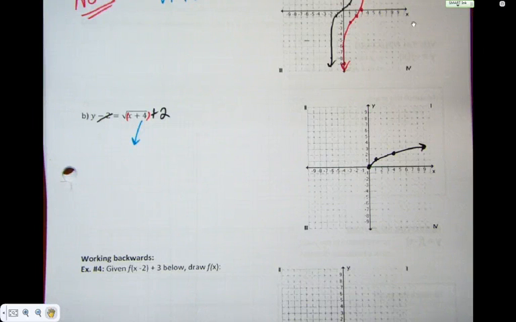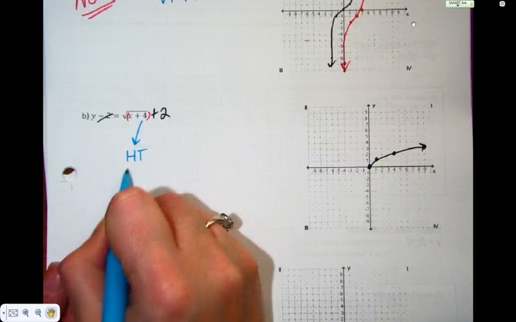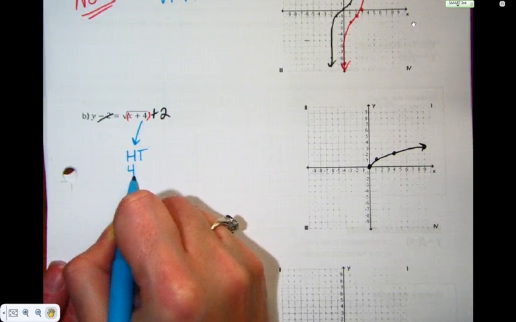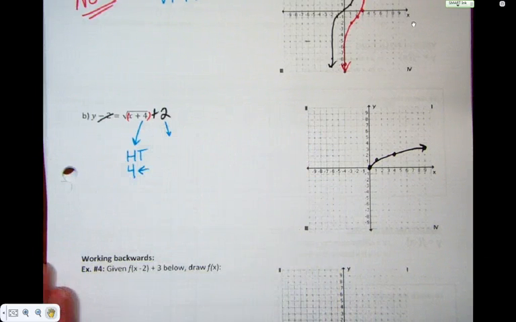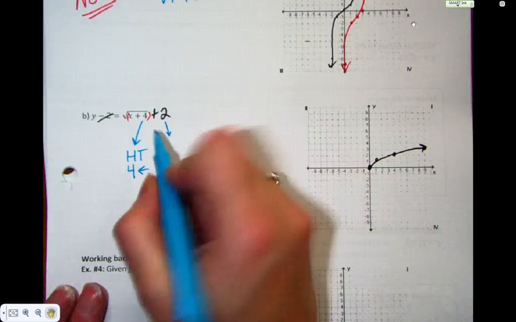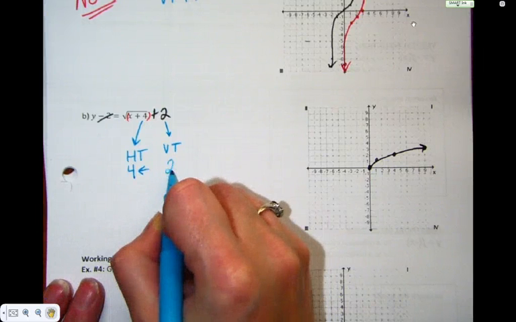So is that horizontal or is it vertical? Horizontal. And it is 4 units to the left. The 2 is outside brackets. It's outside from that square root. It's off by itself. So that is a vertical translation, 2 units up.